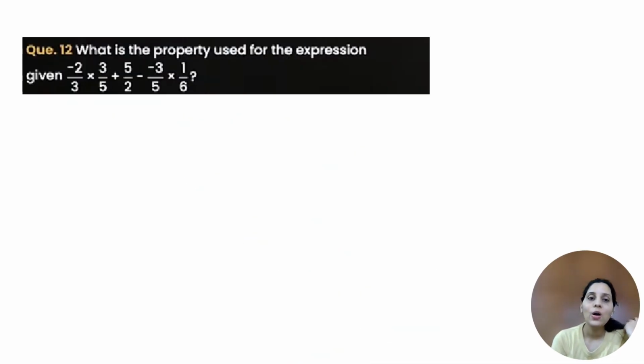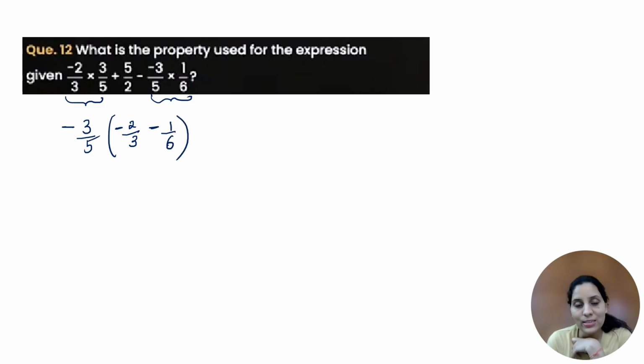Now next one, what is the property used for the expression given? Now here do we see, all right, how do we solve? Do we see anything in common? Yes. If I see this and this term, I see minus 3 by 5 common, isn't it? So I can take that out. So minus 3 by 5, if I take out common, what do I get here? Minus 2 by 3 and minus 1 by 6. And here we have 5 by 2 remaining.